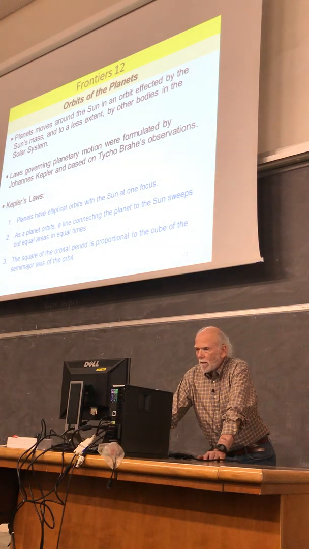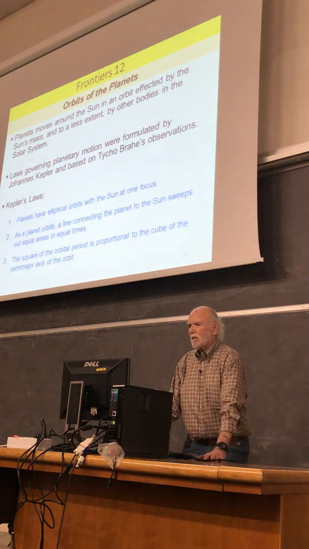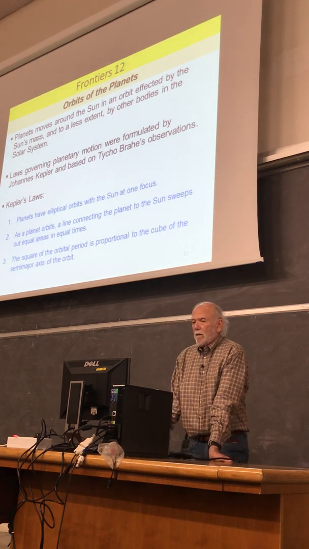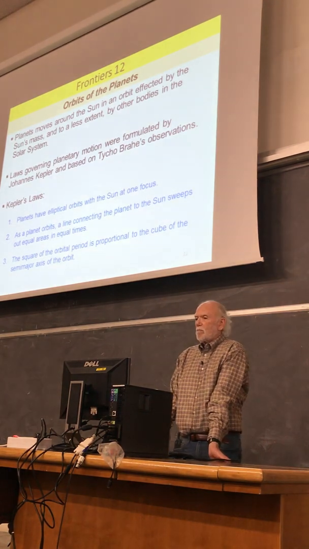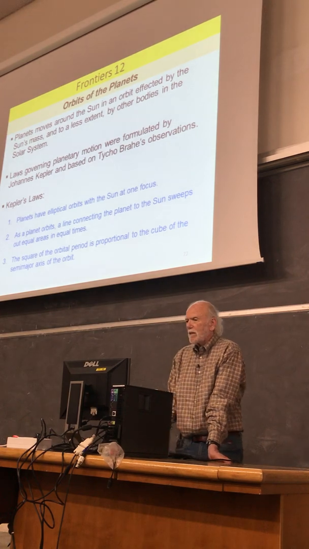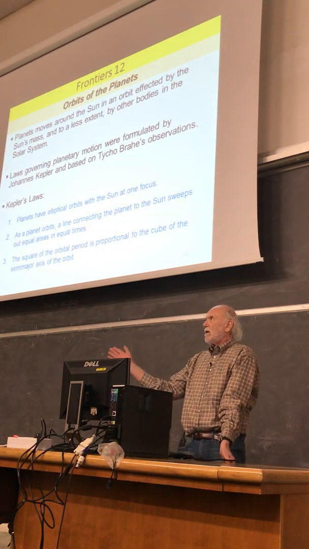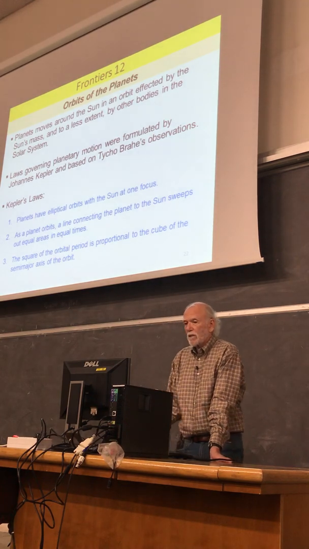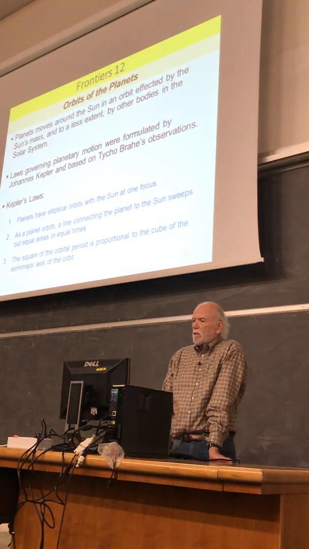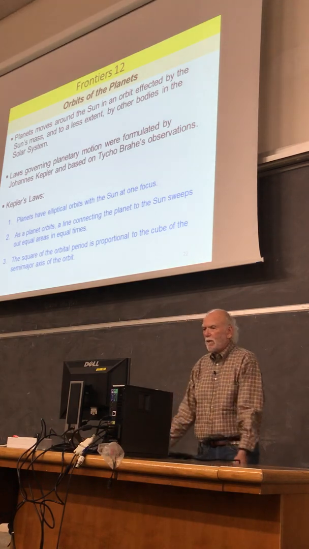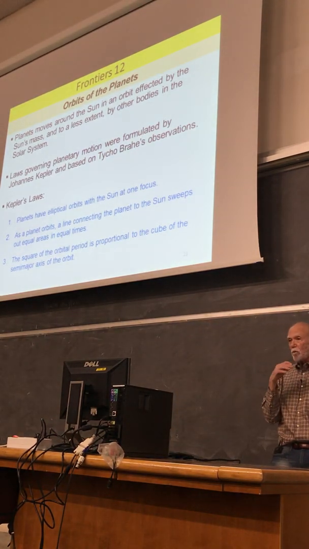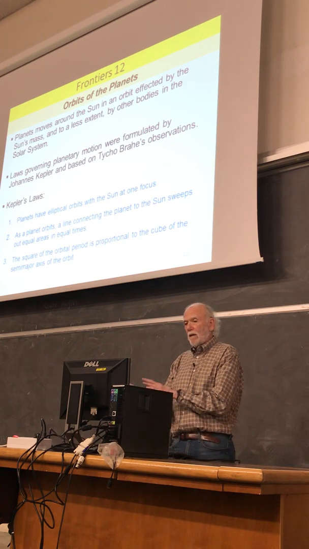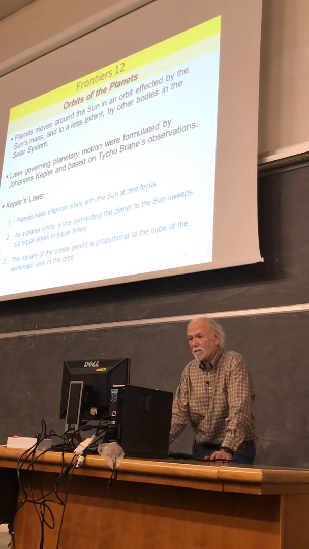Kepler's law has 3 laws. The planets have elliptical orbits with the sun at one focus. The second law is as a planet orbits, a line connecting the planet and the sun sweeps out an equal area in equal times. I'm going to show you each of these 3 in a second. The square of the orbital period is proportional to the cube of the semi-major axis of the orbit. So those are the 3 laws that Kepler gave us, and let me show you that those are basically true.